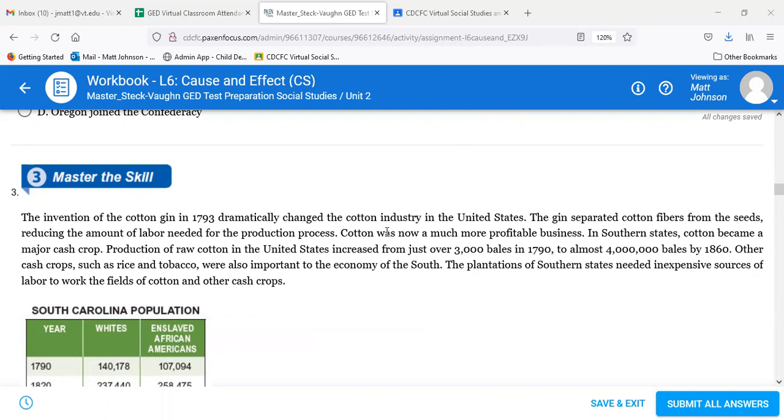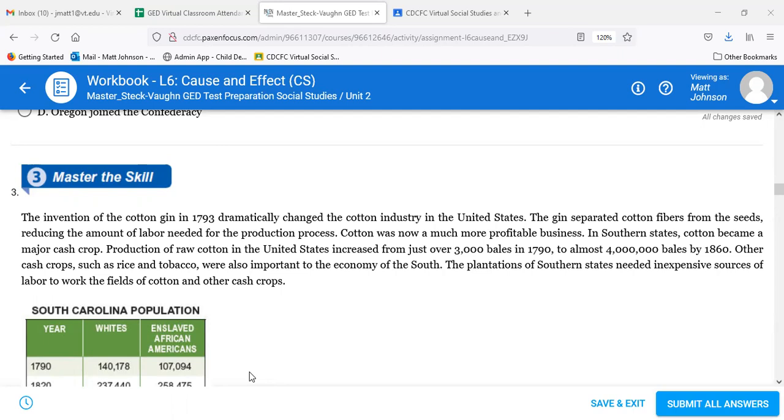The invention of the cotton gin in 1793 dramatically changed the cotton industry in the United States. The gin separated cotton fibers from the seeds, reducing the amount of labor needed for the production process. Cotton was now a much more profitable business in the southern states. Cotton became a major cash crop.